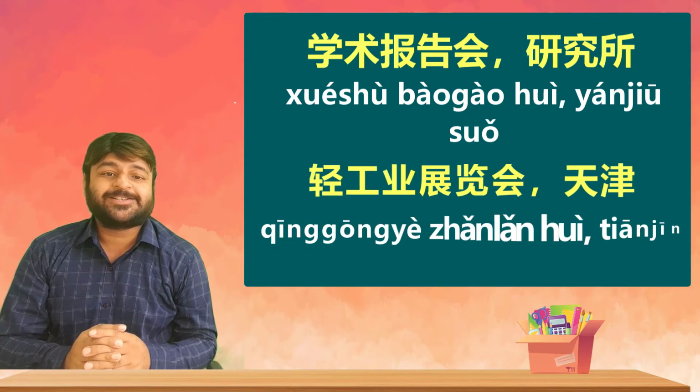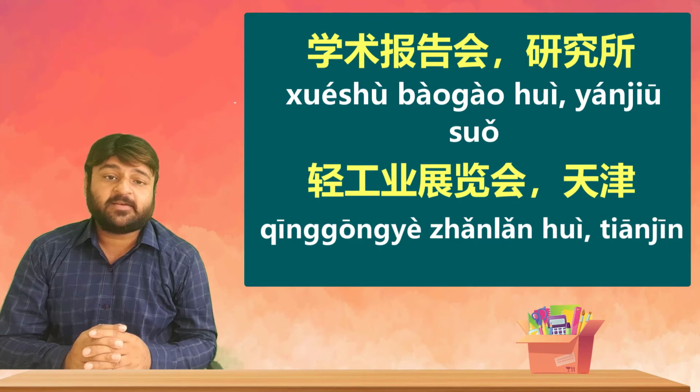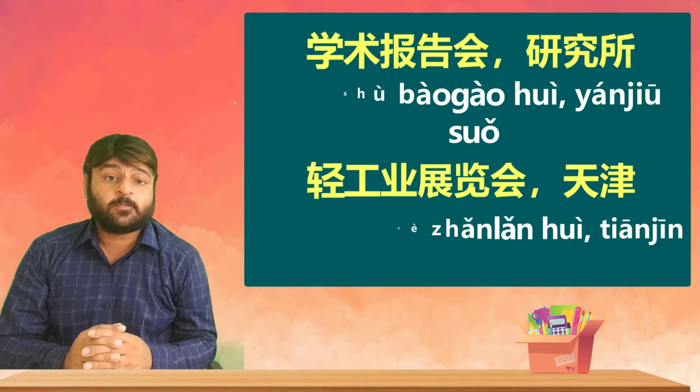轻工业展览会. Qing is light, 工业 industry, light industry, 展览 exhibition, hui meeting. Where is the light industrial exhibition being held? 天津, Tianjin, that is the name of a place. The light industrial exhibition is being held in Tianjin. Make replacements to make new sentences in the above sentence.